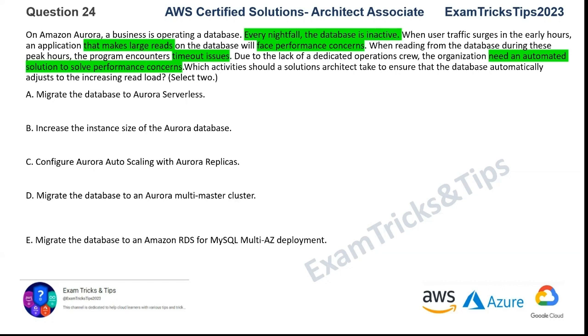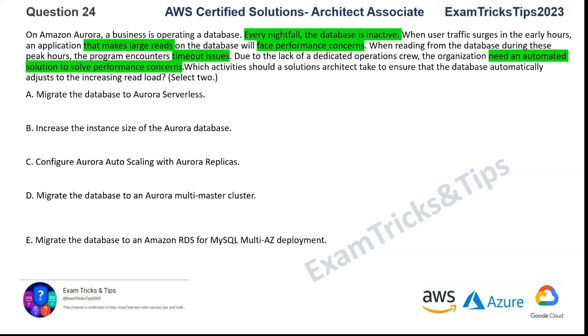Option B says increase the size of the Aurora database. This is basically vertical scaling. Now, this might give temporary relief, but if the traffic surge goes beyond the size, you don't know what the limit for the traffic surge is. Are you going to need twice the current database size, thrice the current database size? So we don't know it.